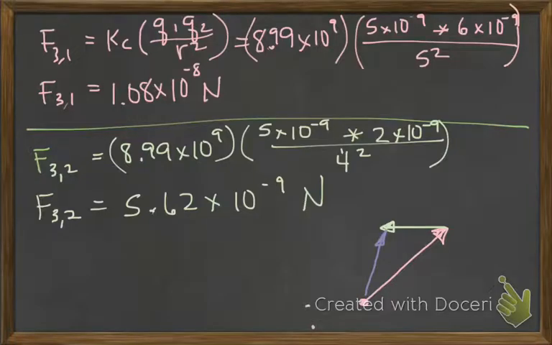We have an answer for F31. We know that this force is 1.08 times 10 to the negative 8th. We know that our other force is 5.62 times 10 to the negative 9th. How are we going to find that resultant force? What are we going to have to do? Because that's not at 90 degrees any longer. Break them into X and Y.